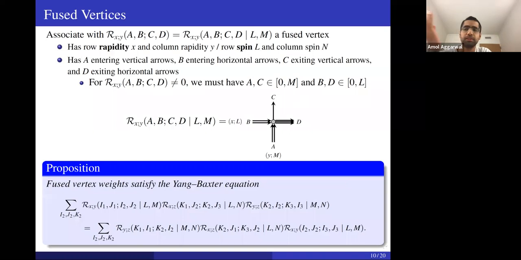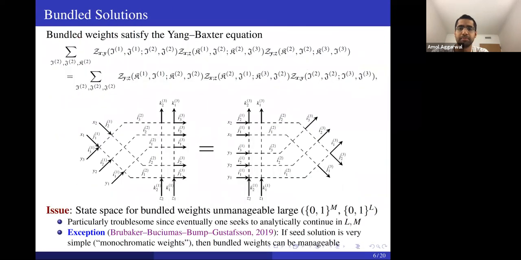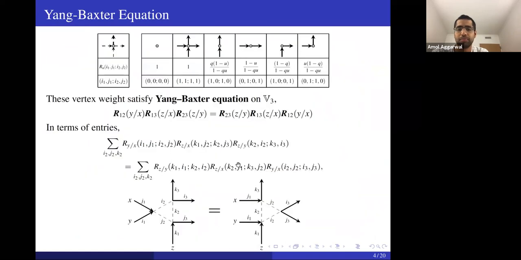Okay, so I've defined these fused vertices, and of course it would be useless unless they satisfy the Yang-Baxter equation. And the following proposition, which I will again prove a little bit later, shows that they do. So these fused vertex weights satisfy this equation, which I'll draw a picture for later on, but this is exactly the Yang-Baxter equation, identical to the previous one back here. But now with these fused weights.